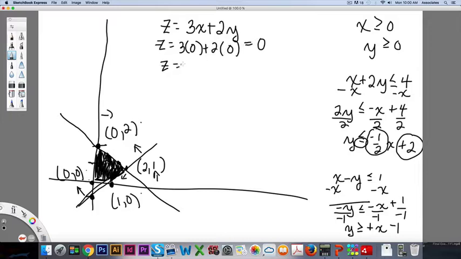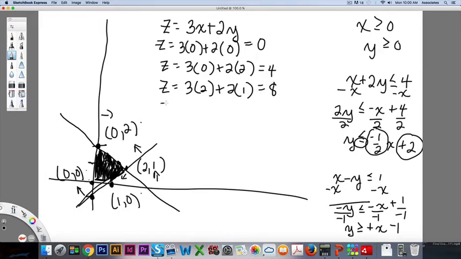The next one is the point 0, 2. So it's 3 times 0 plus 2 times 2. Remember order of operations, I do multiplication first. 3 times 0 is 0, 2 times 2 is 4, 0 plus 4 is 4. I do the next one, 2, 1: 3 times 2 plus 2 times 1. Again, remembering to do the multiplication first. 3 times 2 is 6, 2 times 1 is 2, 6 plus 2 is 8. And the last one is the point 1, 0. 3 times 1 is 3, 2 times 0 is 0, so I get a total of 3.